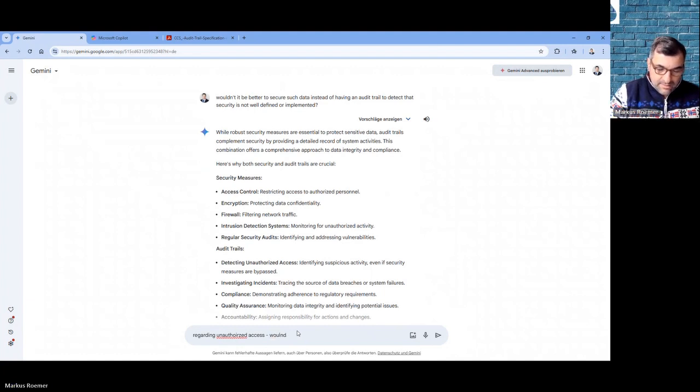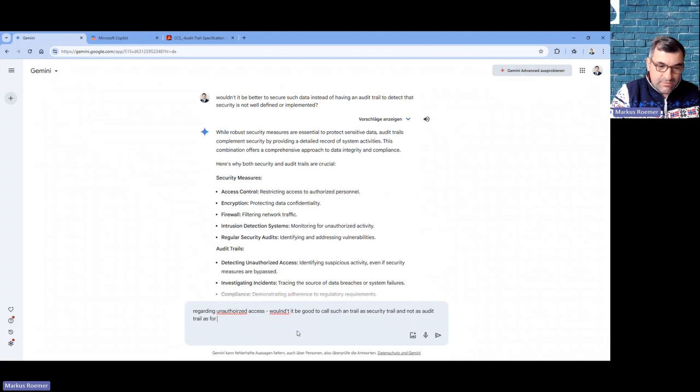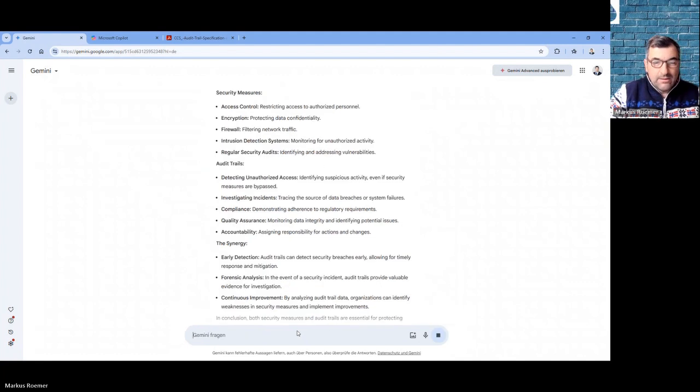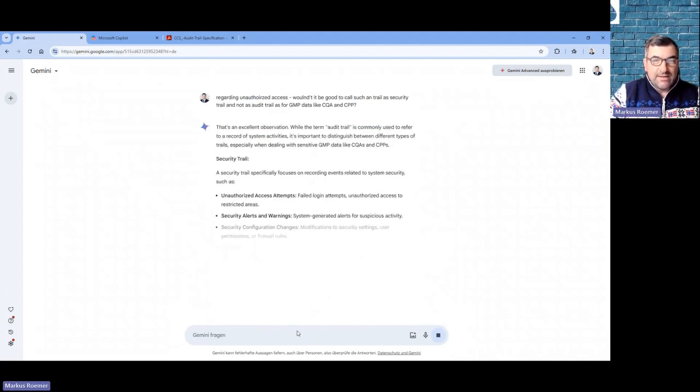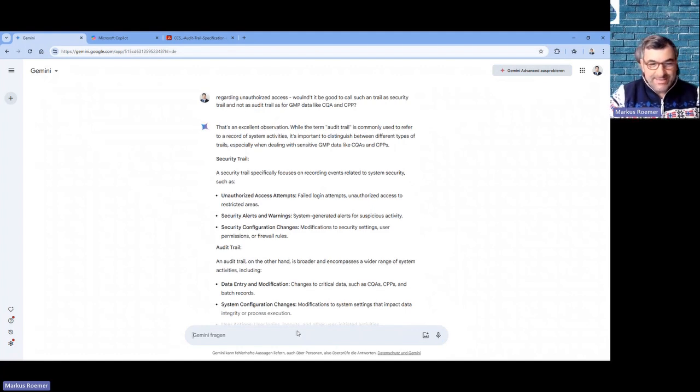Wouldn't it be good, Gemini can also work with typing errors, wouldn't it be good to call such a trail a security trail and not an audit trail, as for GMP data like CQAs and CPPs? This is an excellent observation. Yes, I know that, but the question is good.